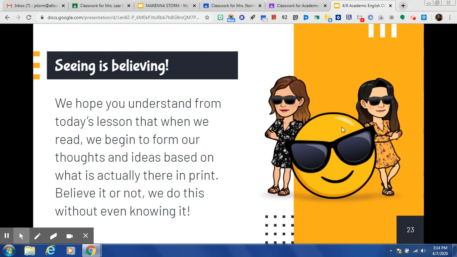Seeing is believing. We hope you understand from today's lesson that what you read, you begin to form your own thoughts and your own ideas based on what's actually there in print. And believe it or not, you do this without even knowing it. So just be mindful of things that are explicit, right there for you to see, and then the things that you draw conclusions from and make inferences from, that is the implicit information.